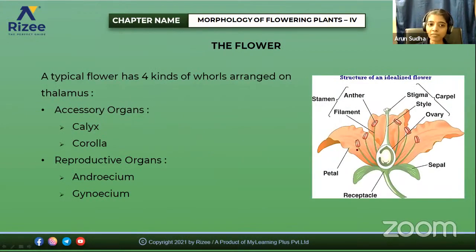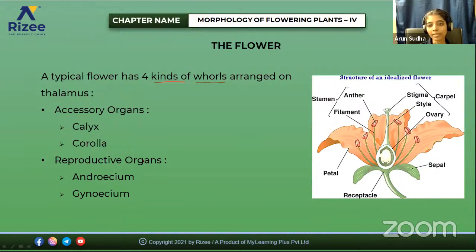So if you take the structure of the flower, it actually has 4 kinds of whorls present. They are arranged on the thalamus. So this is the thalamus or the receptacle. So here it consists of 4 whorls. What are they? Calyx, corolla, androecium and gynoecium. So calyx, these sepals make up the calyx, and corolla is nothing but the petals. Then the male reproductive organ is the androecium, and the female reproductive organ here is the gynoecium.